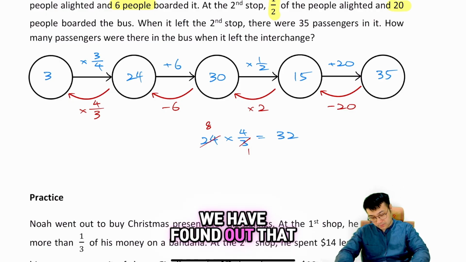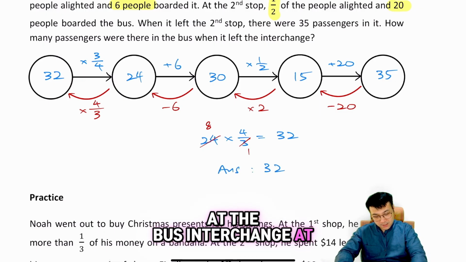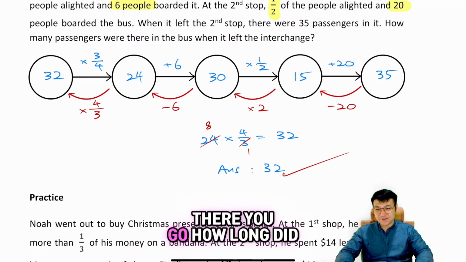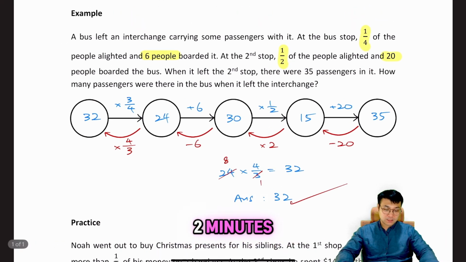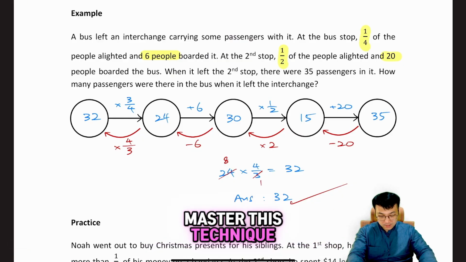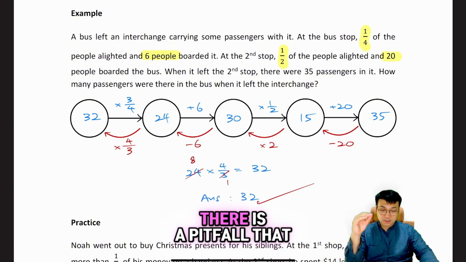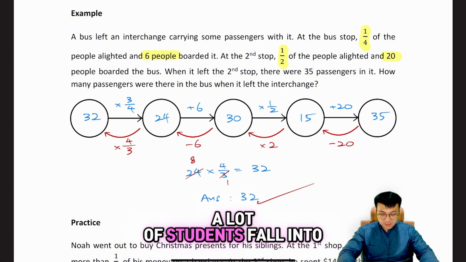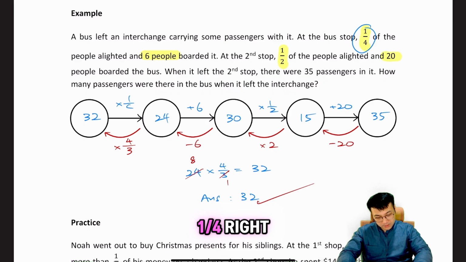We have found out that there were 32 people at the bus interchange at the beginning. There you go. How long did that take? I'm sure it was way below 2 minutes without my explanation. If you're doing it on your own, master this technique, you can get it under 1 minute. But let me warn you, there is a pitfall that a lot of students fall into. What is it? They see 1/4 and they immediately multiply by 1/4.